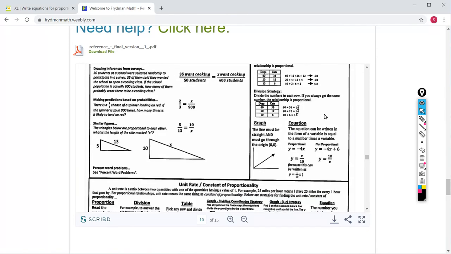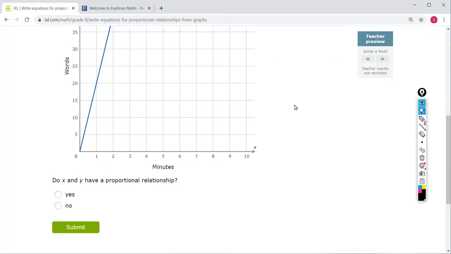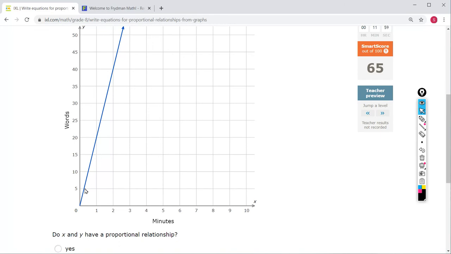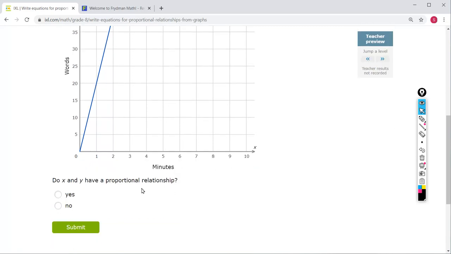And the way that we check very easily if two quantities are in a proportional relationship is we have to make sure that the line is straight and it goes through the origin. So it has to be a straight line going through the origin. So over here, this is a straight line and it goes through the origin, which is 0, 0. So this corner point over here. So yes, this would be a proportional relationship.